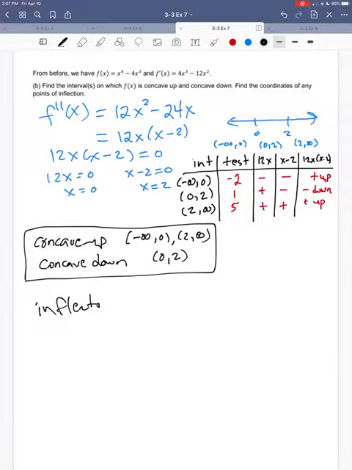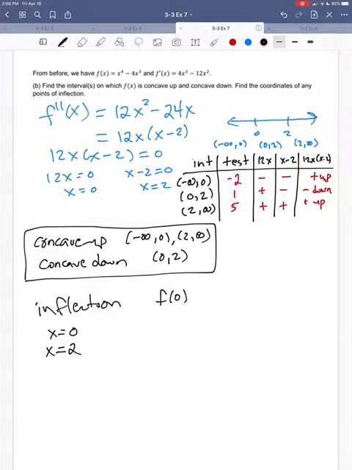And to see where the concavity changes here, it's concave up, and then it changes to concave down at 0, and then it changes back to concave up at 2. So I have inflection points at x equals 0 and at x equals 2. But points of inflection need coordinates, so I need y coordinates. So I'm going to have to do f of 0.